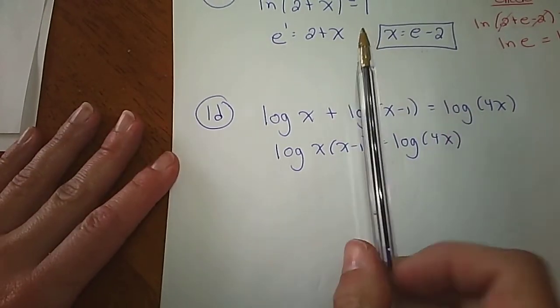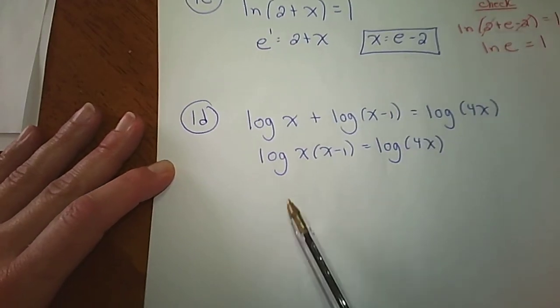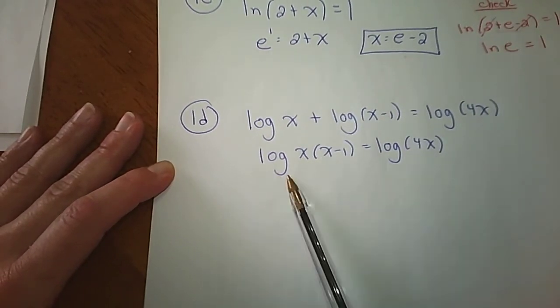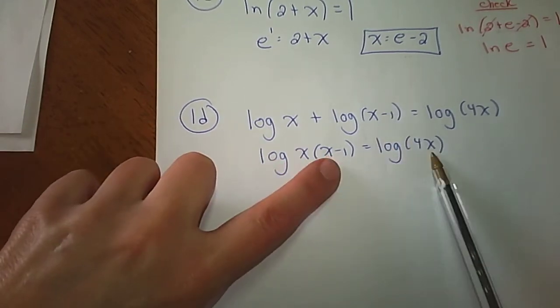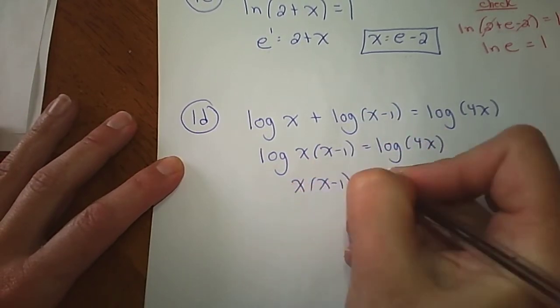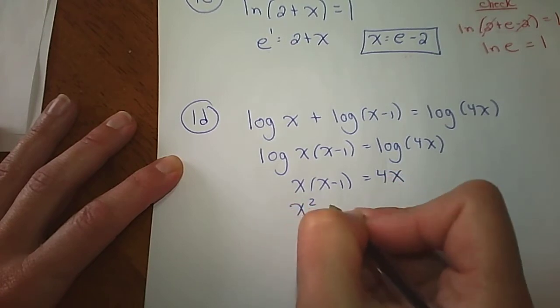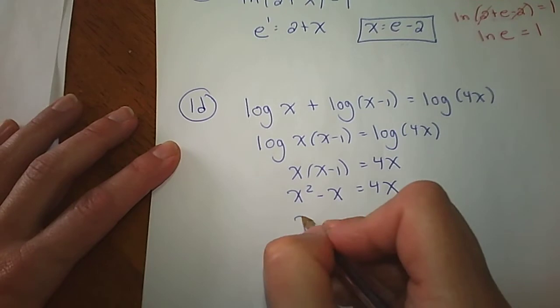Now, unlike the last question, and the last question only had one log, this one, I have log base 10 on each side of the equal sign, right? So what that means is since these are the same, that means these would have to be the same. So we only need to work with the x's. So this becomes x squared minus x equals 4x. Subtract over the 4x.